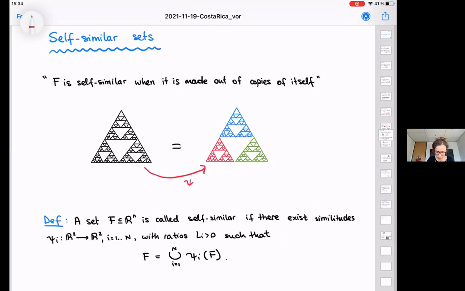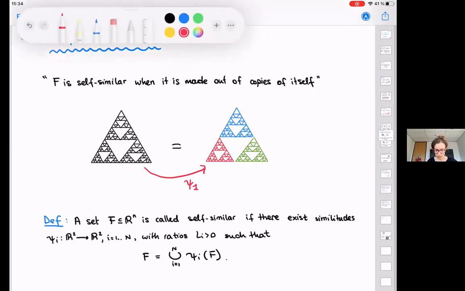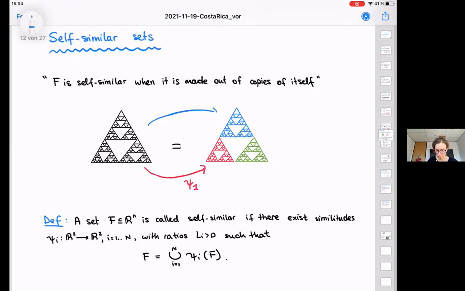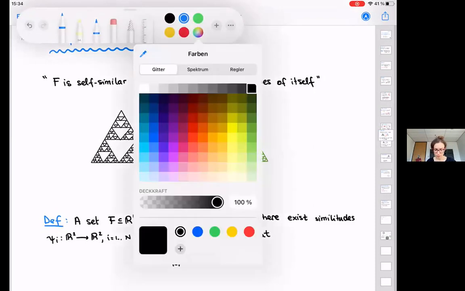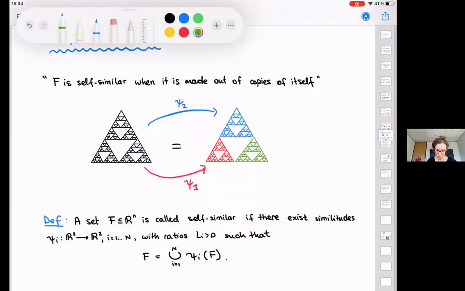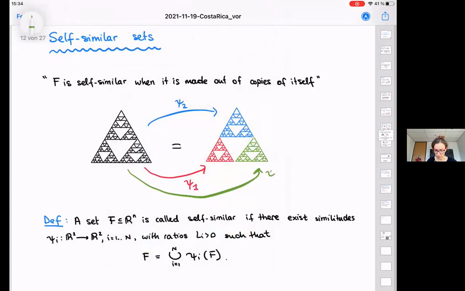Let me call it psi 1. Then I have the blue one. The blue one does the same thing. It squeezes everything a little and then moves it to the top, the second one. And the third one does the same thing, squeezing everything and moving it to the bottom right.